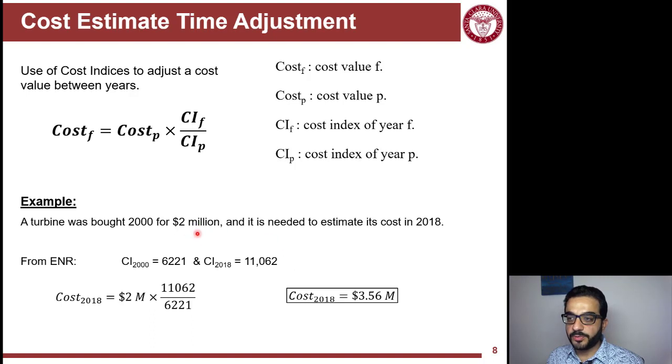And this is a quick example here. So you have a 2 million project in 2000, and the index of the year 2000 is this, and you're trying to estimate for 2018. From the previous slide, you can go back and check the values, but these are the values we have here, got from the reference of ENR. And this means that the 2018 cost will be almost 3.6 million, compared to 2 million 18 years ago.